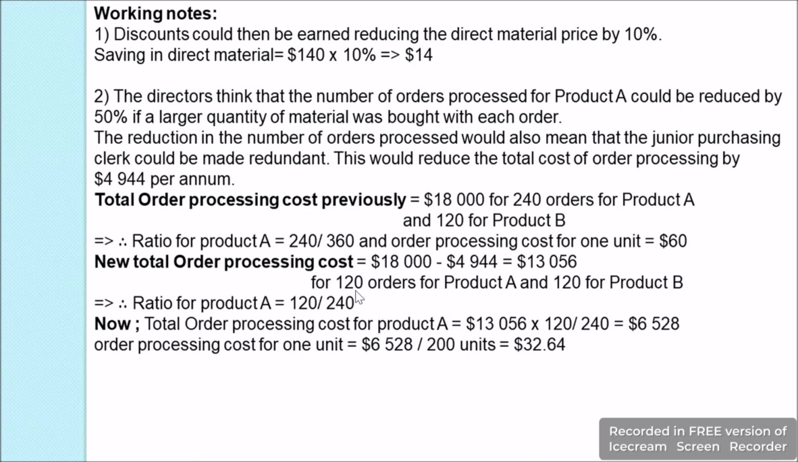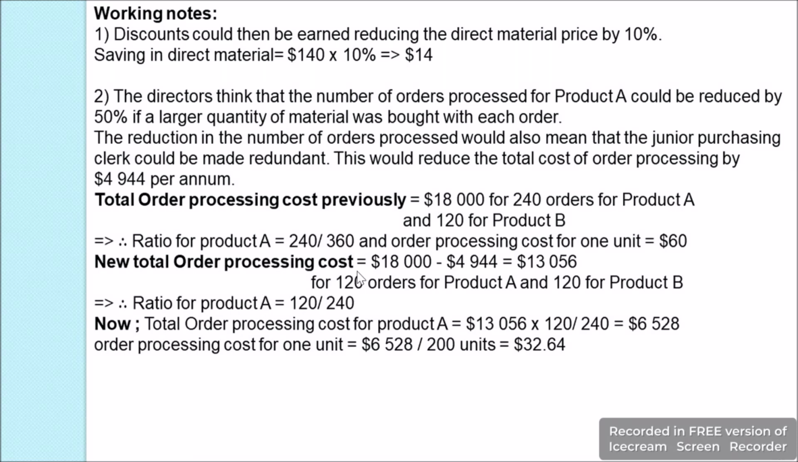Then this will also reduce the total number of orders processed for A by 50%. That is, 50% will be half of the orders, that is 240. We have to divide this by 2. It will be 120 orders for product A, and for product B it will remain the same, 120 orders processed. Now we have the ratio for A as 120 divided by 120 plus 120, which is 240. So this will be the ratio of apportionment for product A.